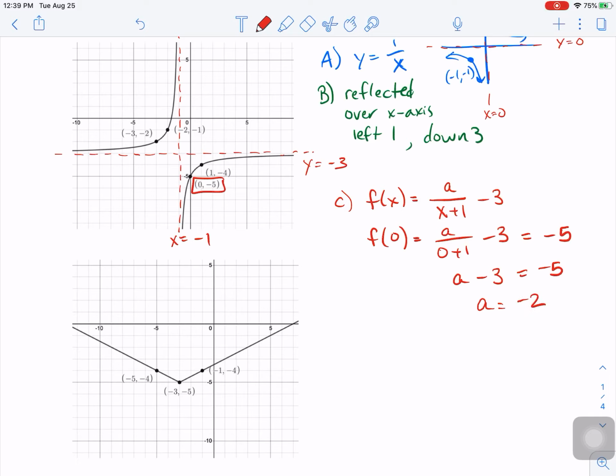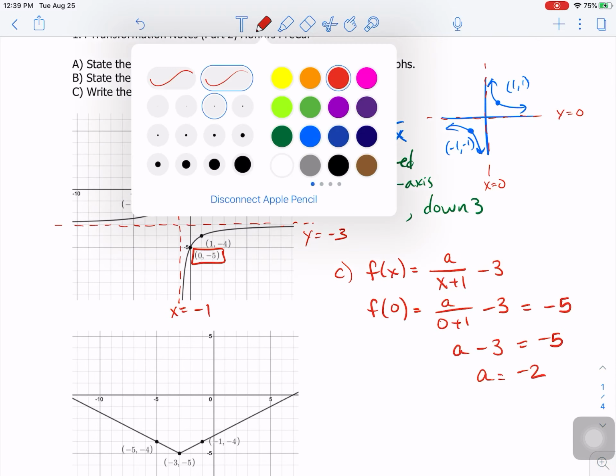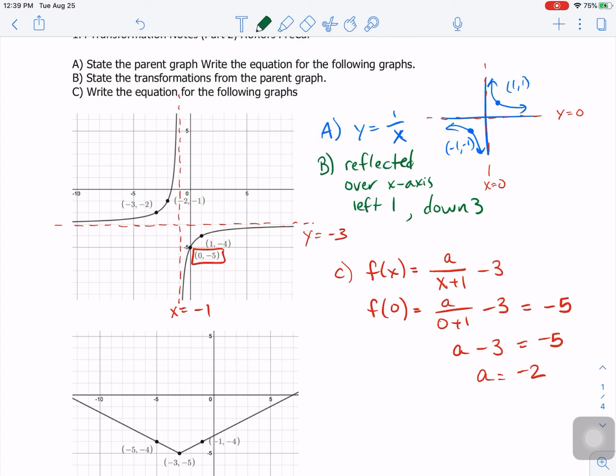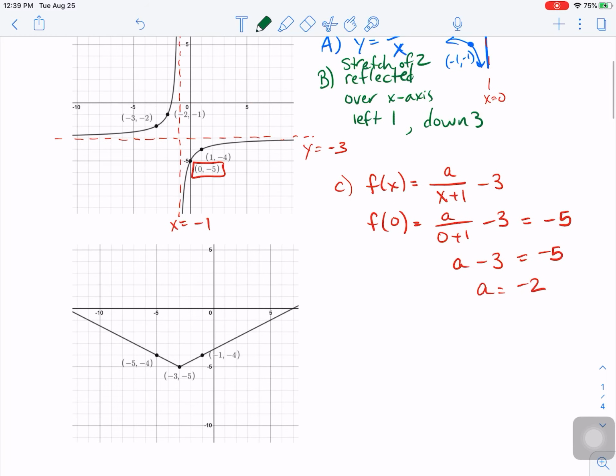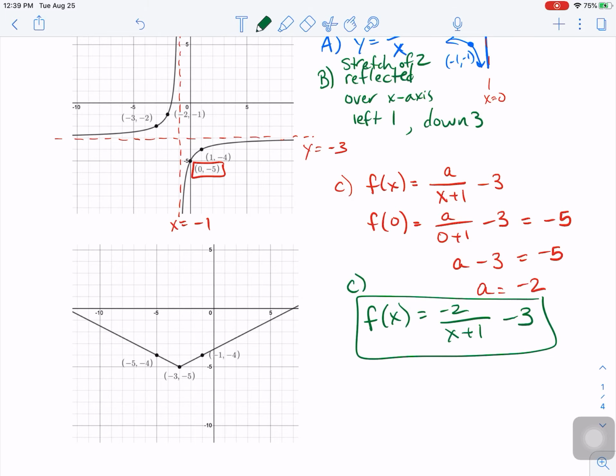We knew that it had a reflection, but it also had a stretch, and we didn't know that. Okay, we didn't catch that before. So we need to also say back here, there was a vertical stretch of 2. So our final answer here is that f of x is equal to -2 over x plus 1 minus 3. And that is our best answer for part C of that particular problem.